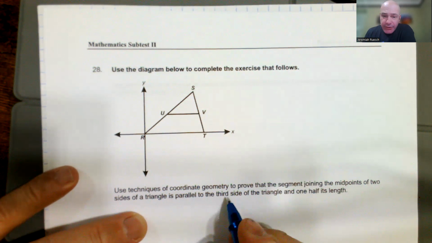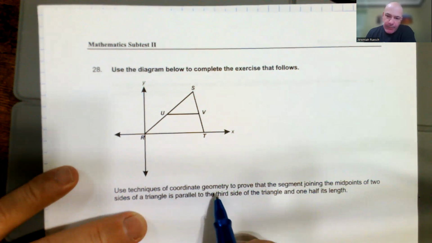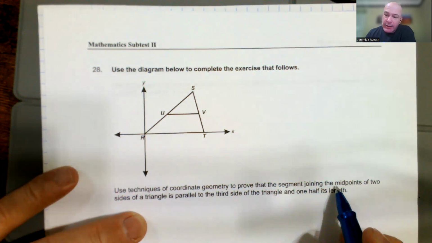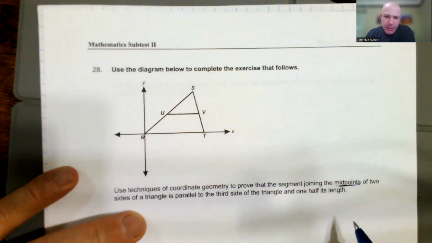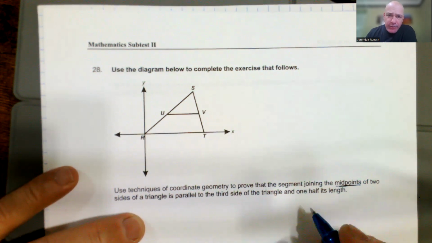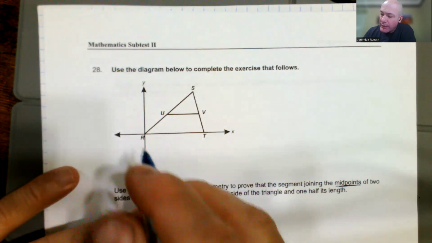Okay, so there are two things that this question is asking us to prove, and they're asking us to do it in a specific way using coordinate geometry. It does give us that the segment joins the midpoints. So that'll be crucial for our construction of this problem. I'm going to do it in general, and then we'll arrive at some exciting conclusions.